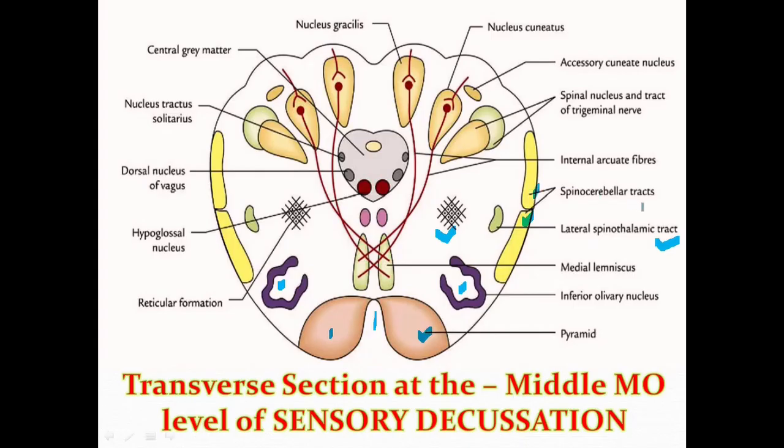As same, anterior and posterior spinocerebellar tract. As same, the spinal nucleus and the tract of trigeminal. Then as same, the nucleus cuneatus and nucleus gracilis. But here we had a detached portion of accessory cuneate nucleus. You're supposed to remember posterior white column tracts. And as same, at the center you will be having the central canal.